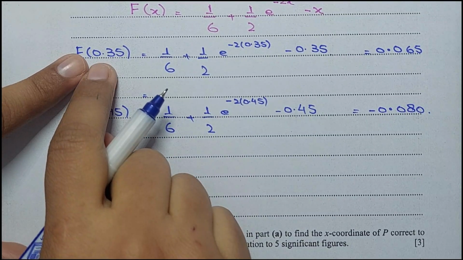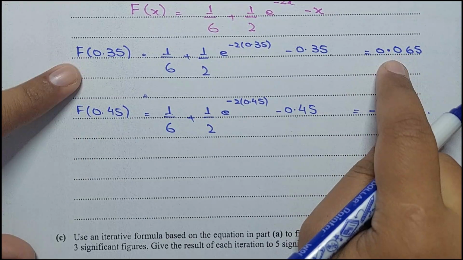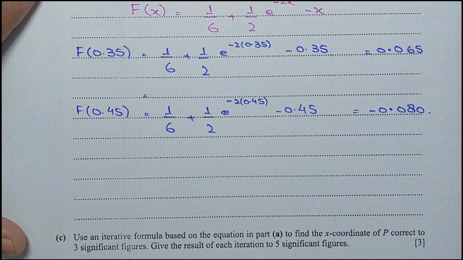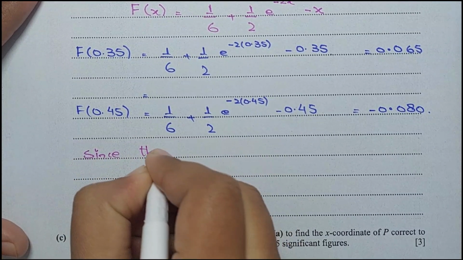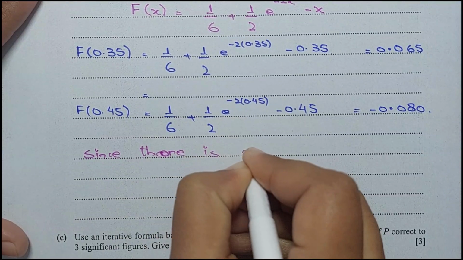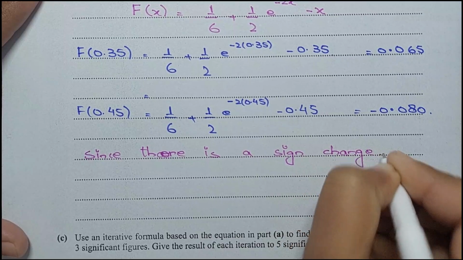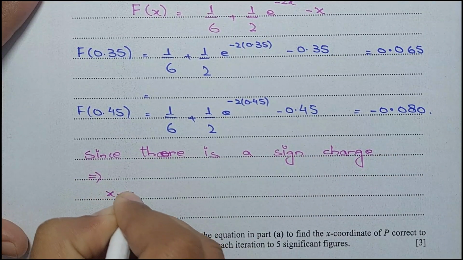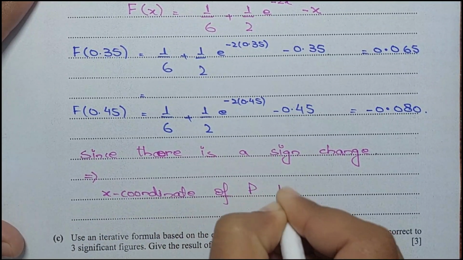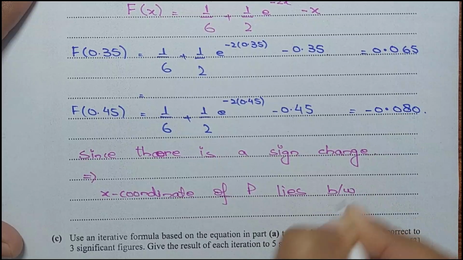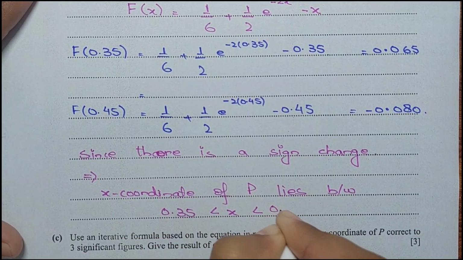When you put 0.35 in the function value, it is positive, and when you put 0.45, it is negative, right? So we can say, since there is a sign change, this implies the x coordinate of P lies between 0.35 and 0.45.